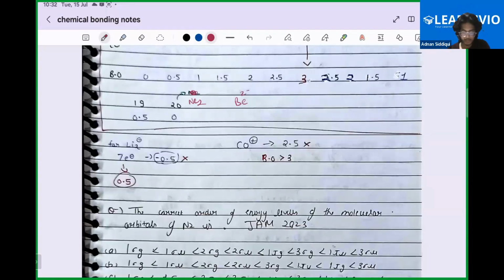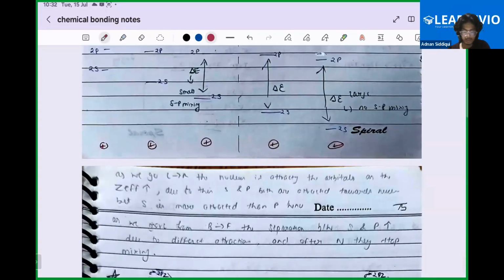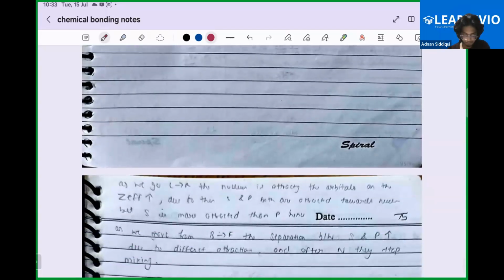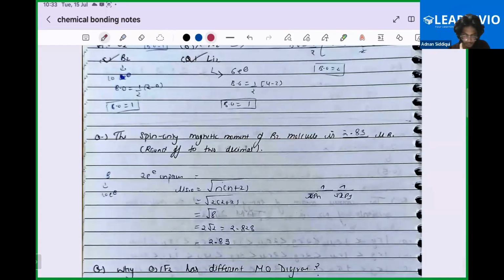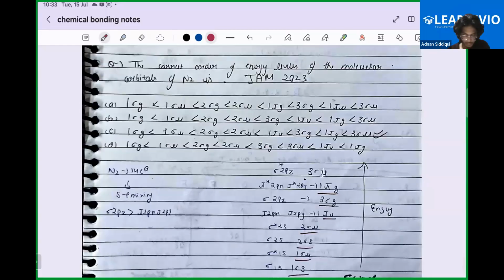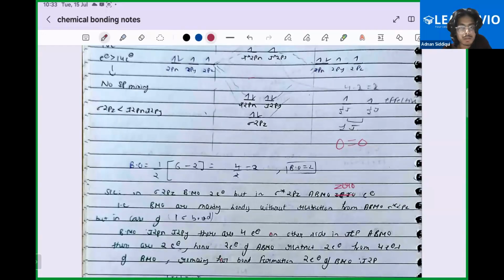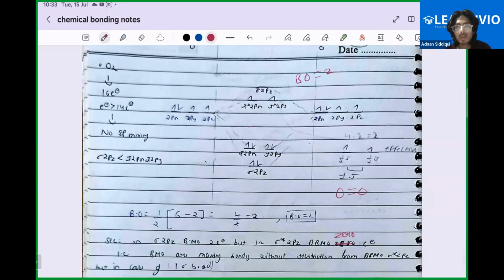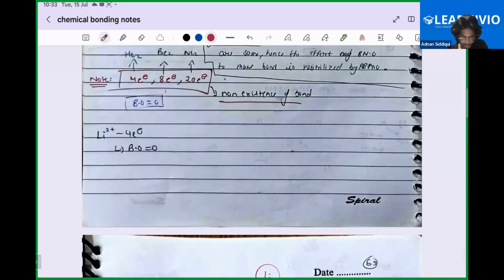I think I know what I missed. Just give me a second. They will ask you the electronic configuration as well. So let us do that. See, one thing that we missed over here is they will ask you to write the electronic configuration. So you don't have to do anything special here.